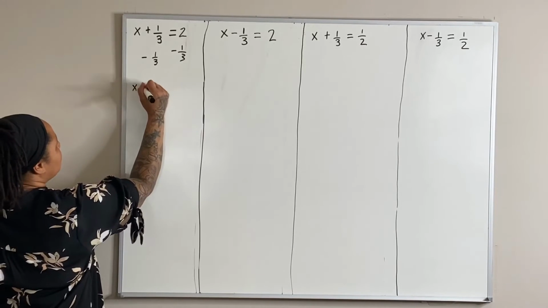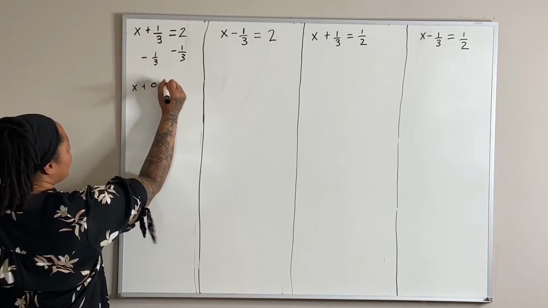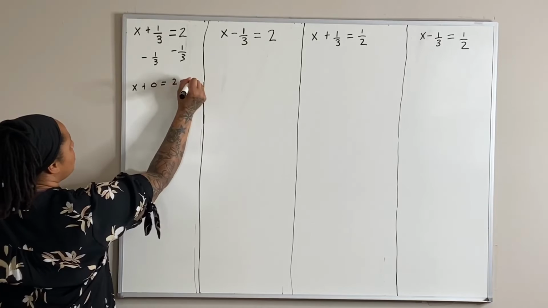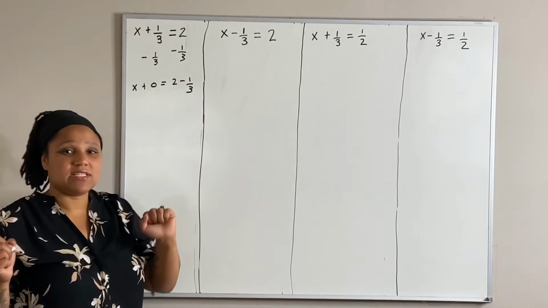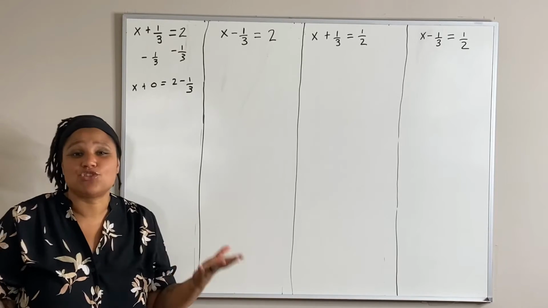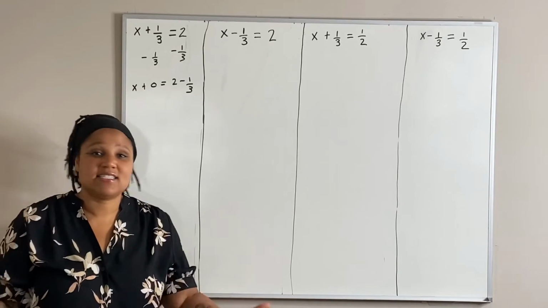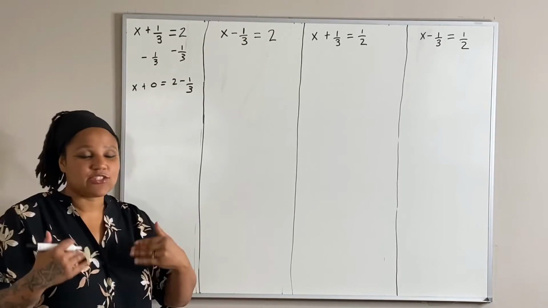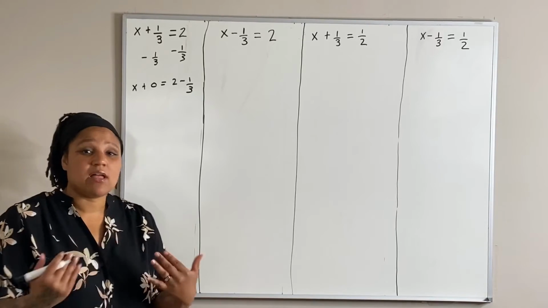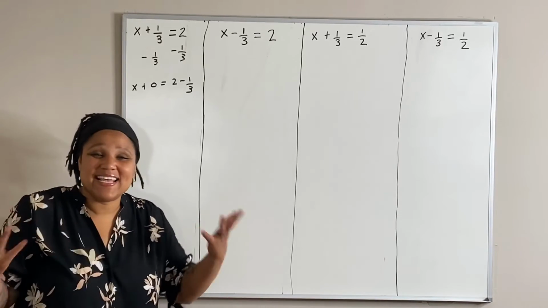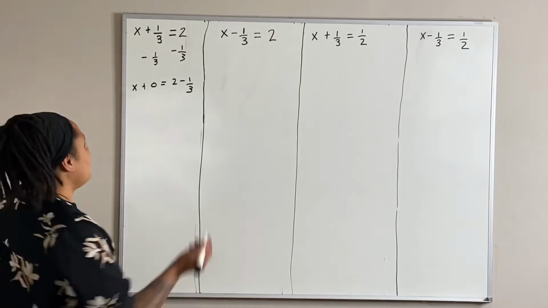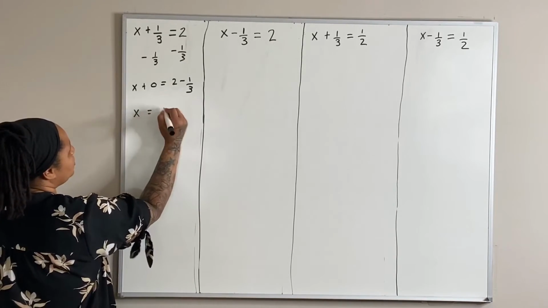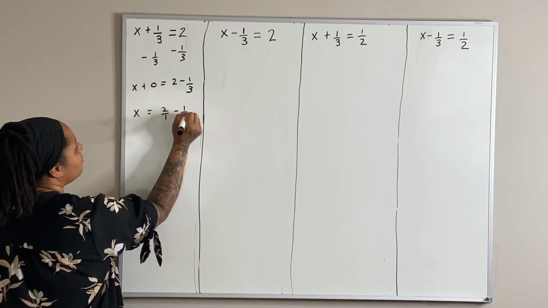So x plus 0 is equal to 2 minus 1/3. Now, I like to go ahead and give this whole number a denominator. 2 is the same as 2 over 1, right? That is the exact same thing. So I like to go ahead and give 2 a denominator of 1 so we can make it into a fraction, okay? So we have x is equal to 2 over 1 minus 1 over 3.